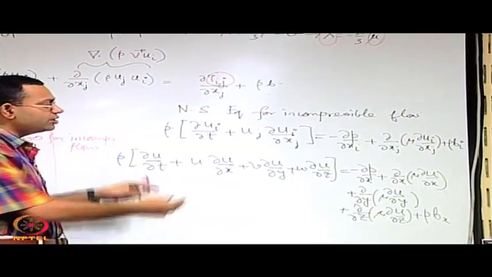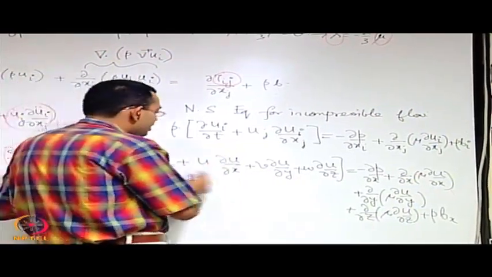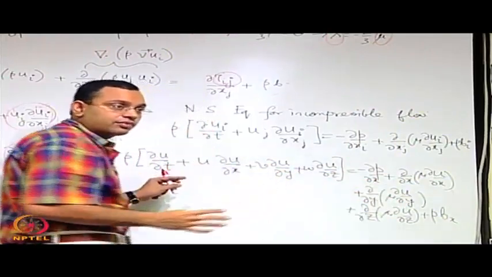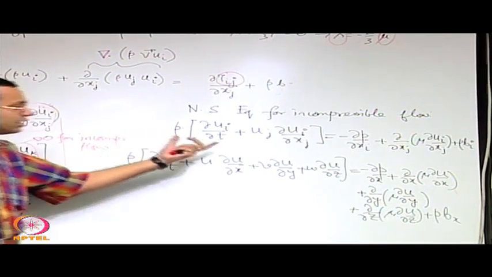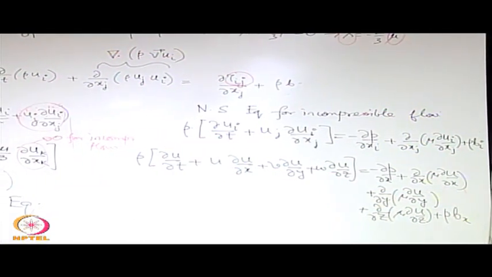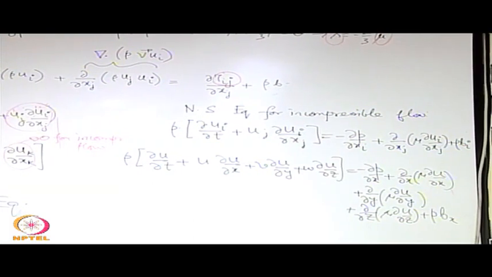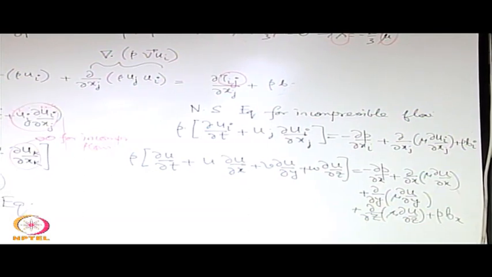This expanded form is often useful if you are solving it analytically, because you are interested to get a full feel of the terms. So if you see that, what do these terms indicate? The left hand side is like what? When you are writing rho into capital D dt of ui, rho is mass per unit volume and this is the acceleration of flow.